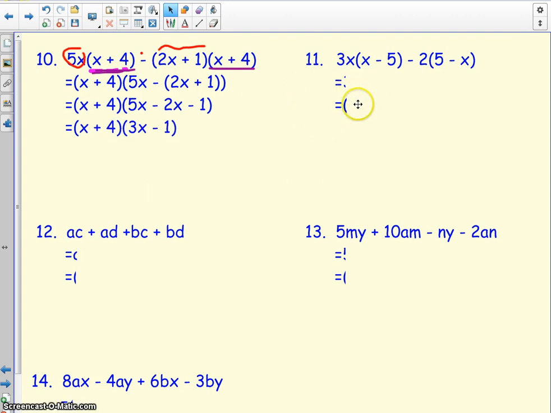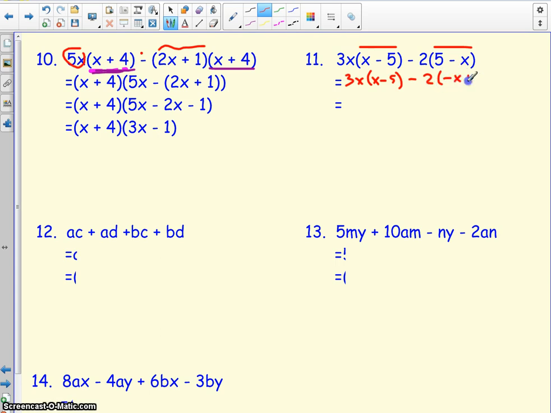Okay, over here with 11, it looks like we want to do the same thing that we did before. However, if you look very carefully, these brackets here, the x minus 5 and the 5 minus x, are actually not quite the same. In this one, the x is positive, the 5 is negative. In this one, the 5 is positive, the x is negative. So they're not quite the same. So I need to do a little bit of work with this one before I can factor it. What I'm going to do first is rewrite the second bracket so the x and the 5 are in the same order as the other one. I'm just going to rewrite this as negative x plus 5, just so they're written in the same order.